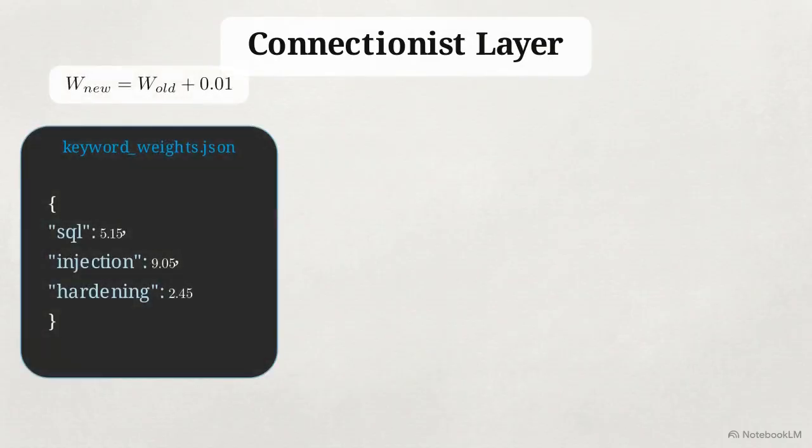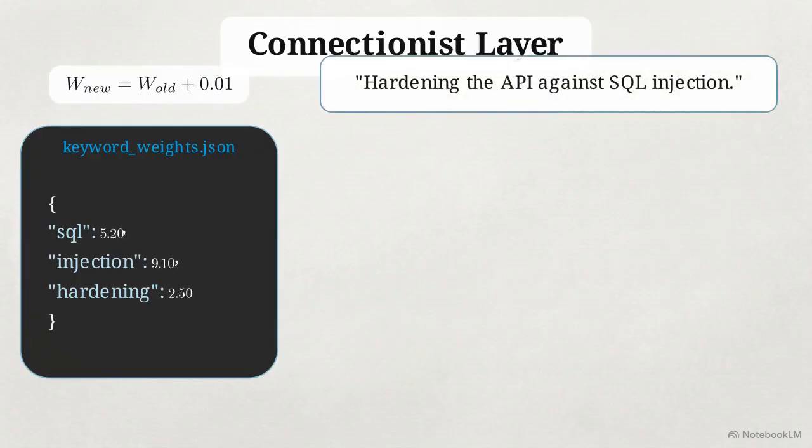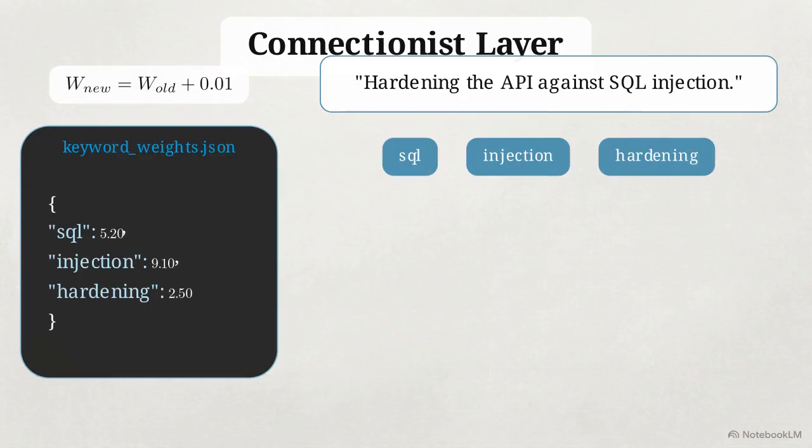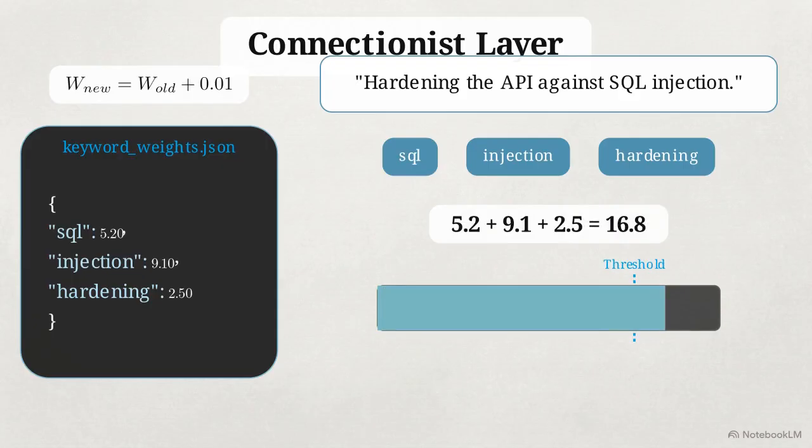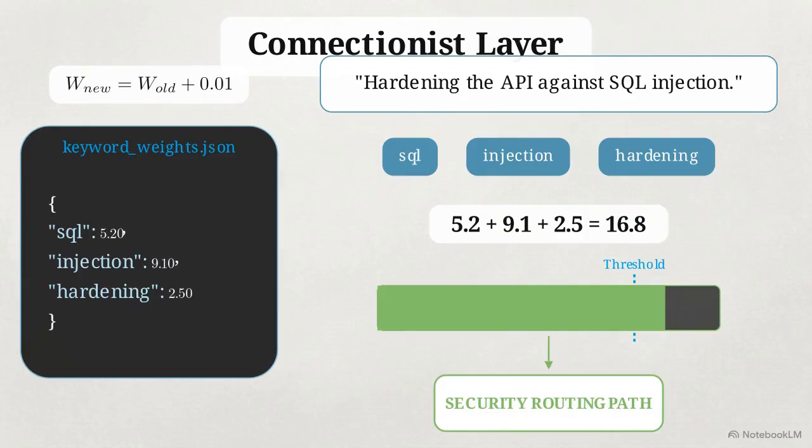Inspired by reinforcement learning models like AlphaGo, every keyword in the system has a distinct mathematical weight. Let's look at a sample prompt. Hardening the API against SQL injection. The router scans this string and isolates the specific keywords. It pulls SQL, injection, and hardening, then looks up their individual values in a local JSON file. SQL might have a weight of 5.2, injection 9.1, and hardening 2.5. The system adds these numbers together to generate a cumulative confidence score. Because the total exceeds our threshold, the code immediately branches down the specific security routing path.